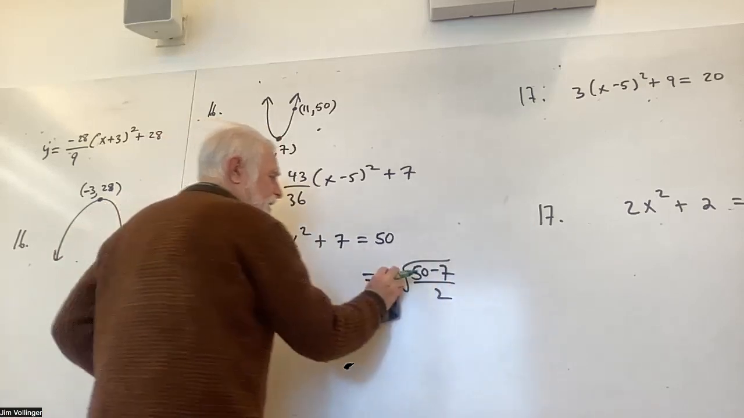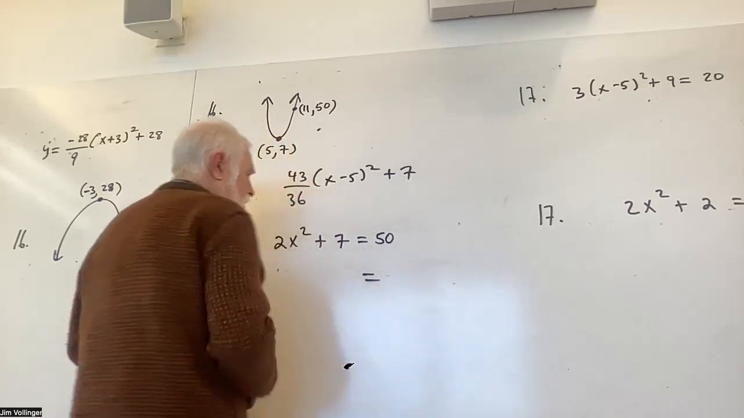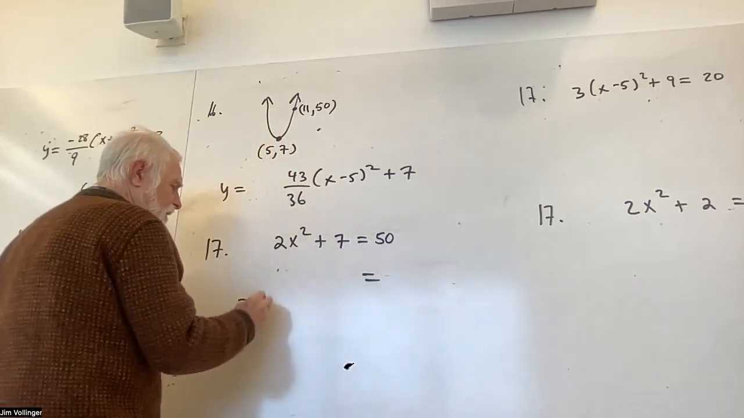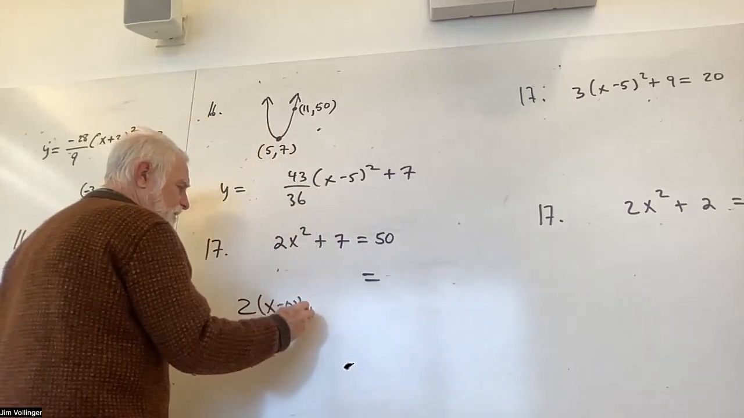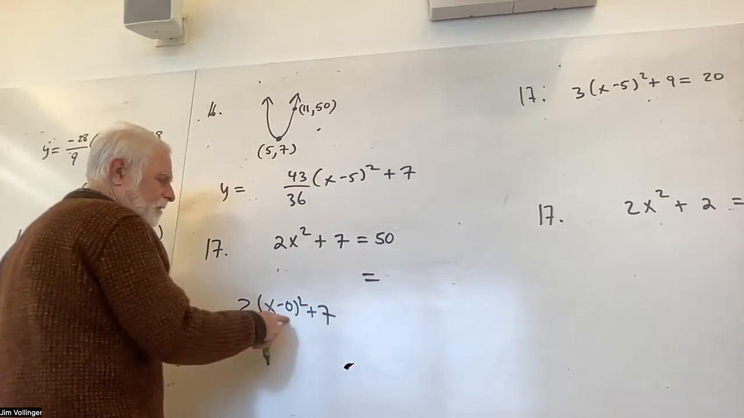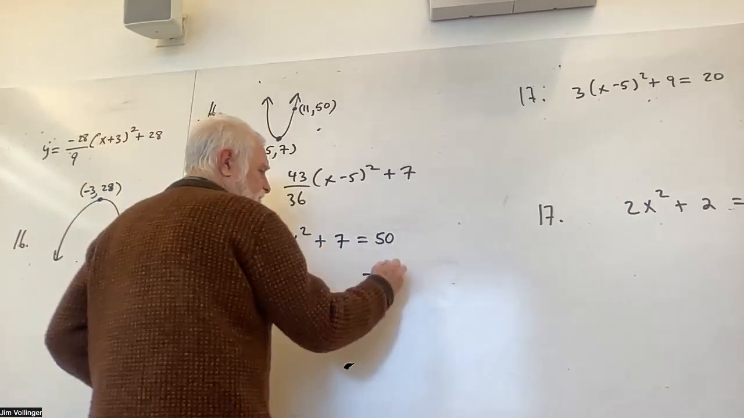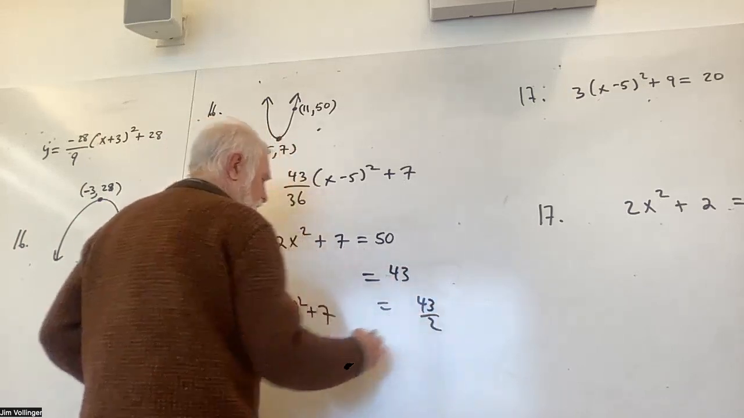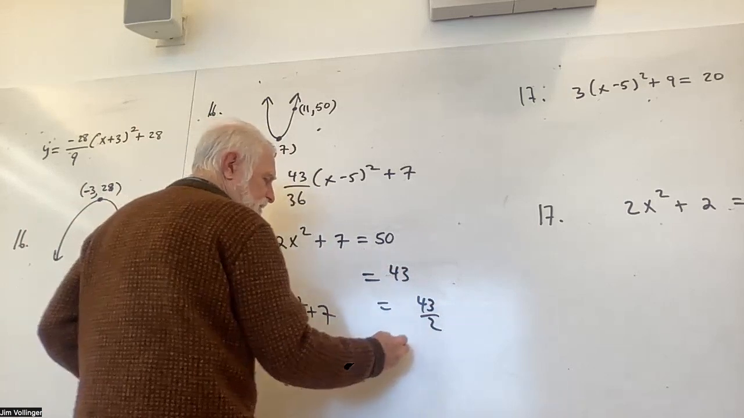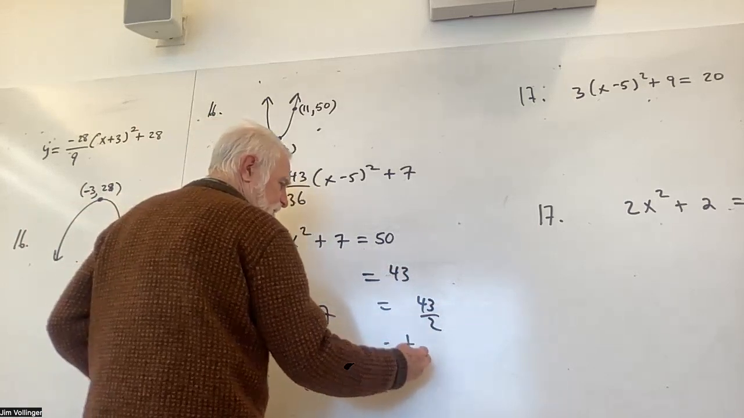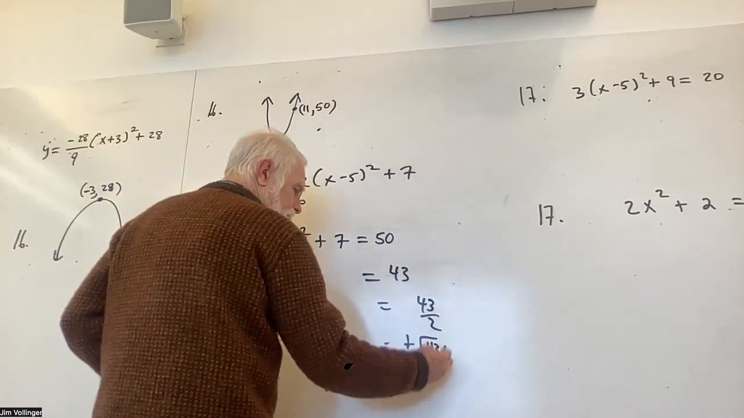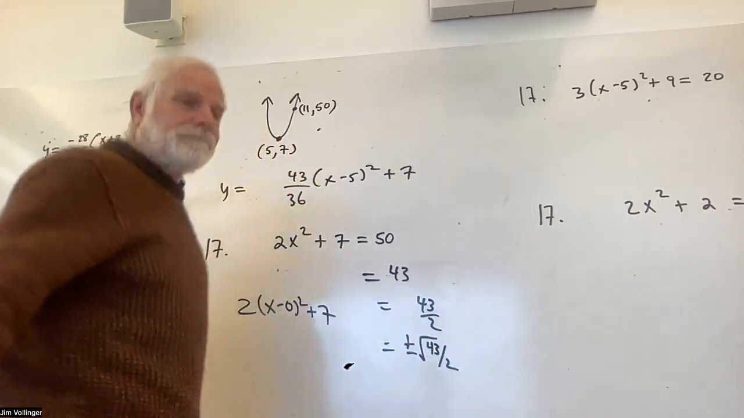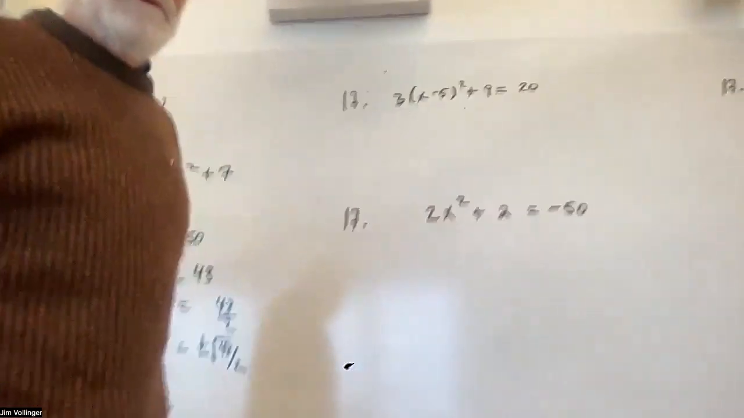All right, let's do it in stages. This is in vertex form, by the way: x minus 0 squared plus 7. Don't have to write that. So we're subtracting 7, 43. We're dividing by 2, 43 over 2. And we are taking the square root, which has a plus and a minus possibility. Done. All of these are in graphing form.